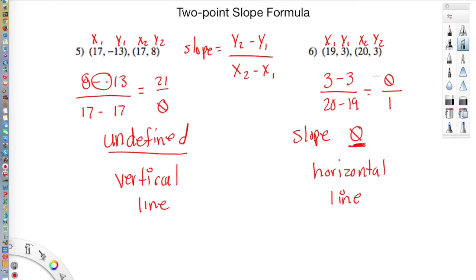Our other scenario here is where there is no rise. Our rise is 0, and our run could be anything. It could be 1 to a million, doesn't really matter. When we have no rise at all, or a rise of 0, our slope is 0, and we have a horizontal line.